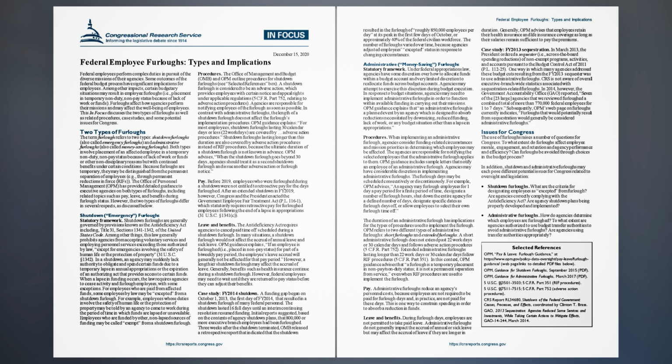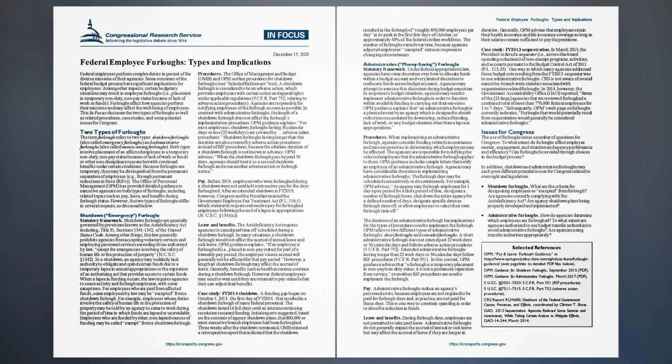Case study, Fiscal Year 2014 Shutdown. A funding gap began on October 1, 2013, the first day of fiscal year 2014, that resulted in a shutdown furlough of many federal personnel. The shutdown lasted 16 full days until an interim continuing resolution resumed funding. Initial reports suggested, based on the contents of agency shutdown plans, that 800,000 or more executive branch employees had been furloughed.